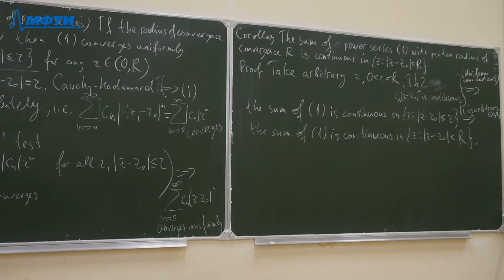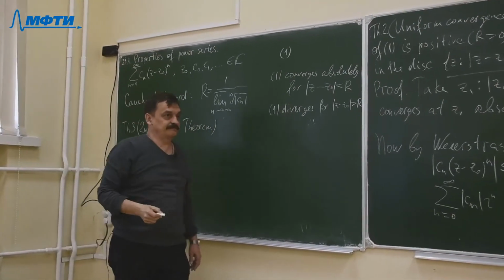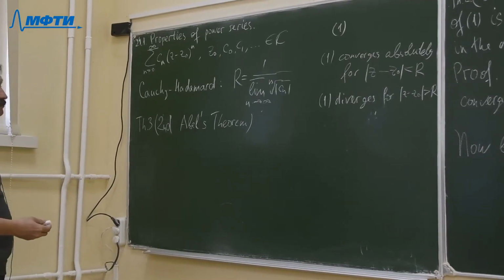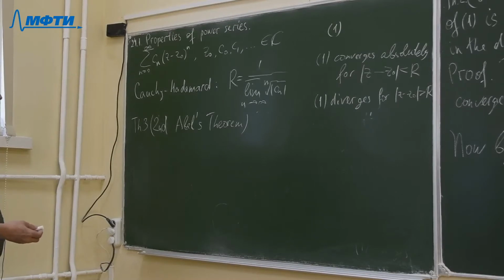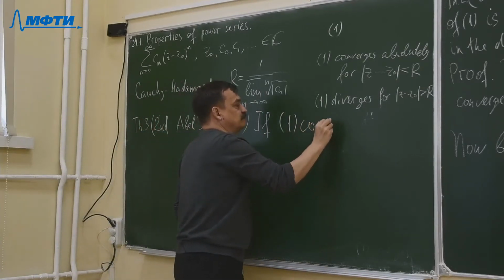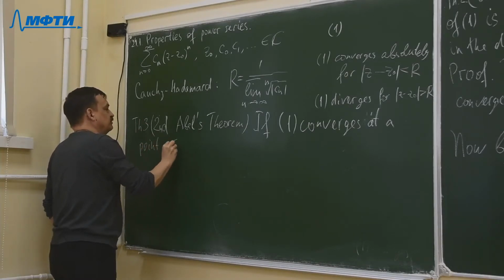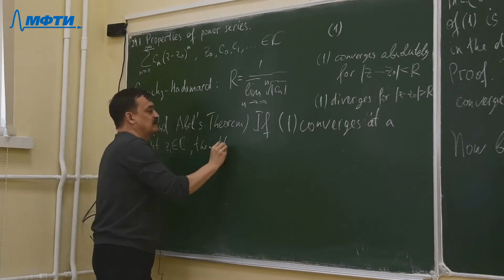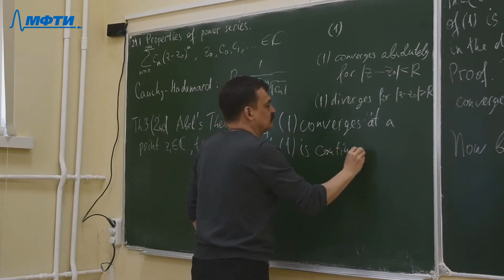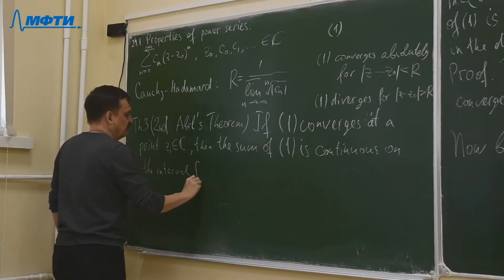Now, Theorem 3. Second Abel's theorem. If 1 converges at a point Z1 in C, then the sum of 1 is continuous on the interval Z0, Z1.